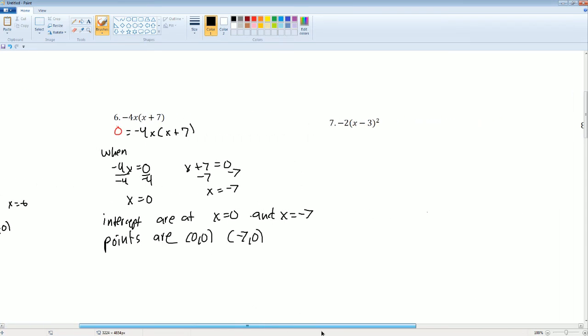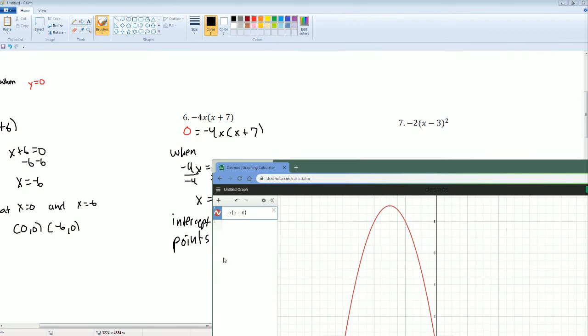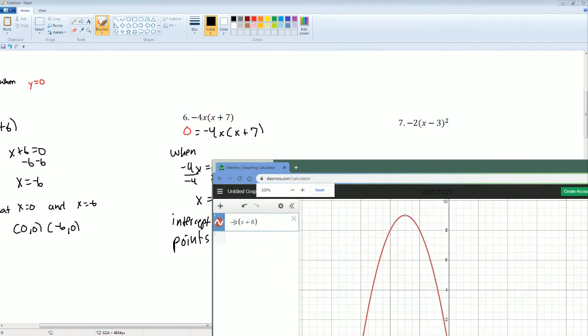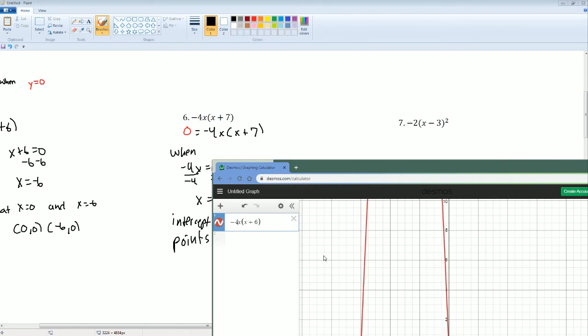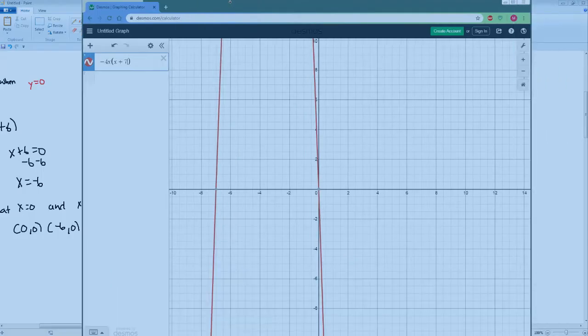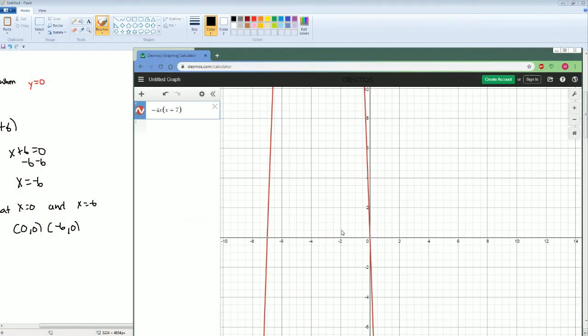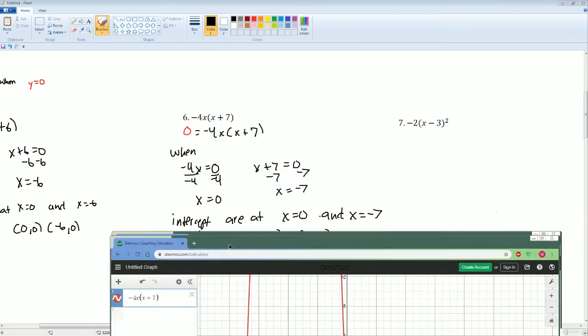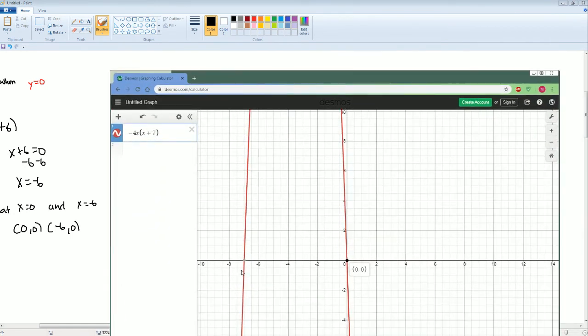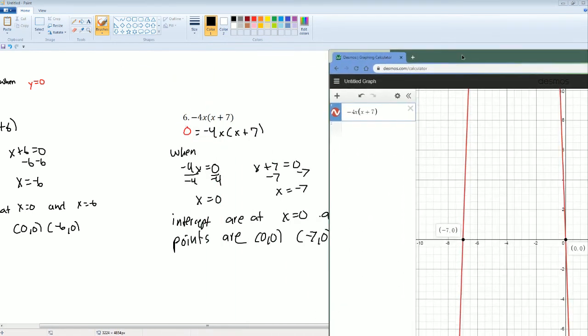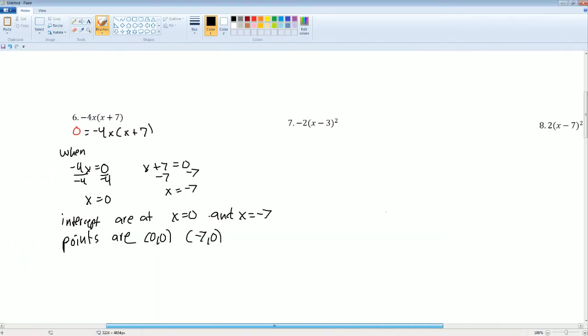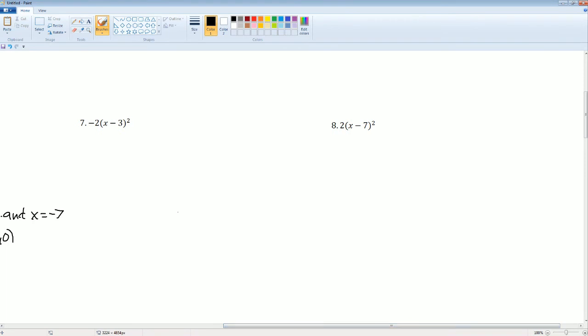Okay. Let's see if I'm right, or am I making things up, or let me just check my answers. So this becomes negative 4x, x plus 7. Let's see if I'm right. That's 0, 0. Good. That's one of them. And the other one is at negative 7, 0. Am I right? Yep, negative 7, 0. Good. I'm correct. Those are the x-intercepts for the equation. Okay. Let's look at 7 and 8 now.